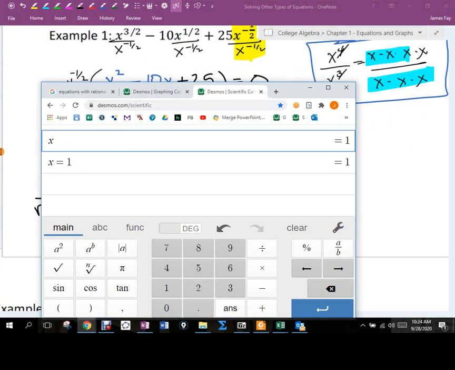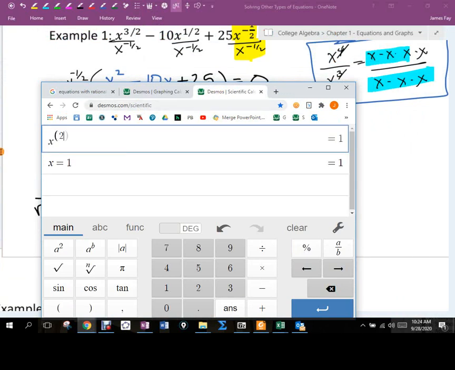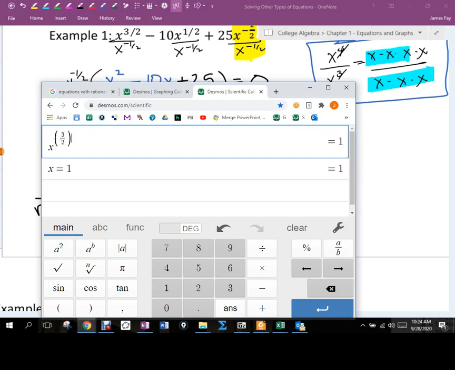Be careful when you're using Desmos and you have rational exponents that you put those exponents in parentheses. This is why I like Desmos over your TI-83 or 84, because this is a nightmare to type into your TI-83 or 84. It looks ugly, and you're not always confident whether you've done it correctly. But this looks exactly like it was presented to me, right?